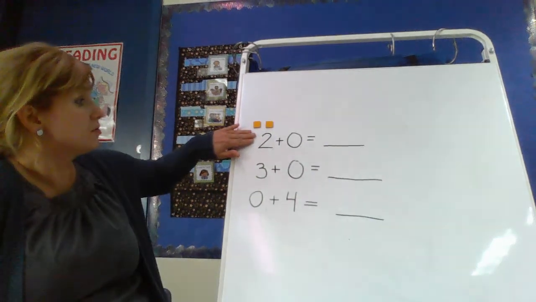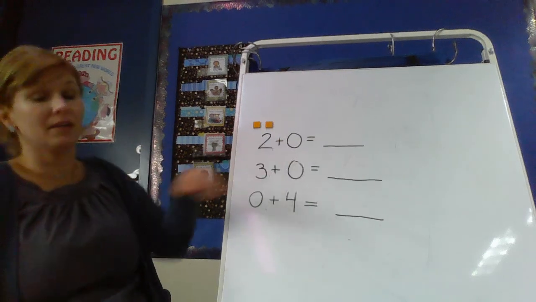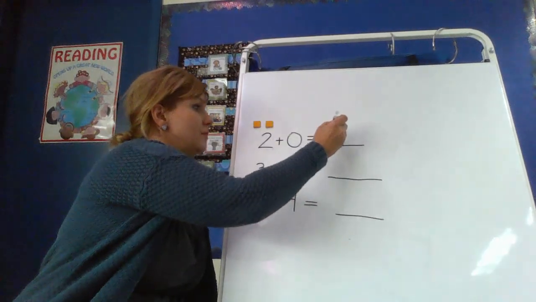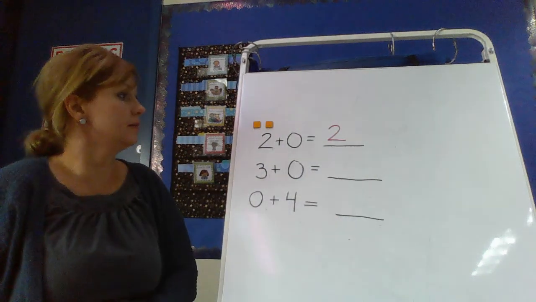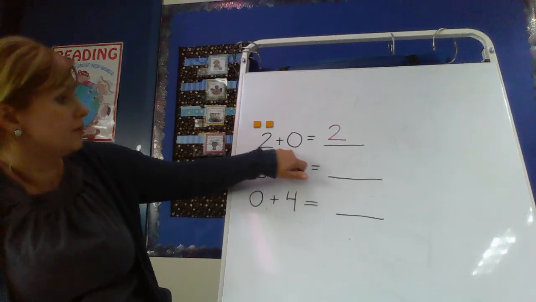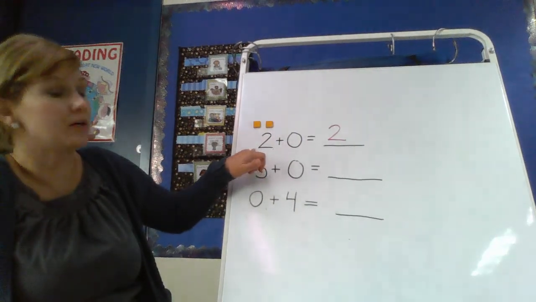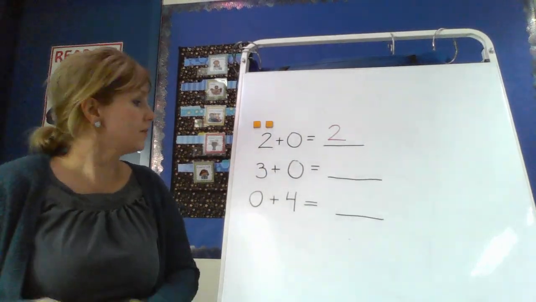Well, if I have 2 scoops of chocolate and 0 vanilla, the answer is 2. 2 scoops would be the answer. So see, I'm adding 0 to 2. My total stays the same as this first partner. Okay, let's look at the next one.